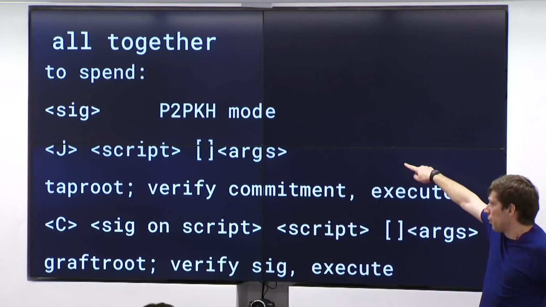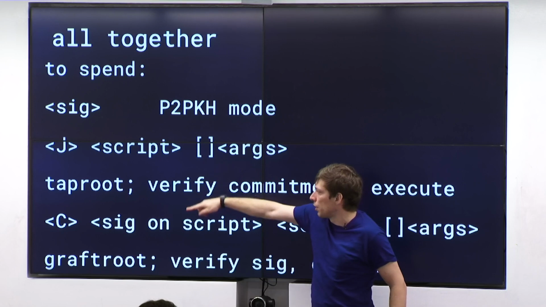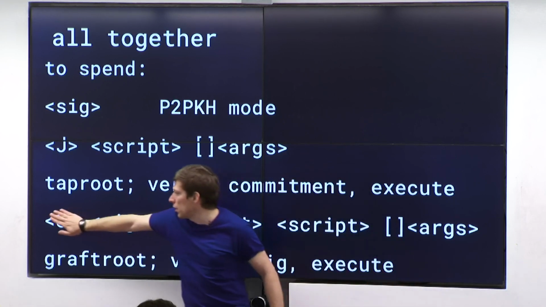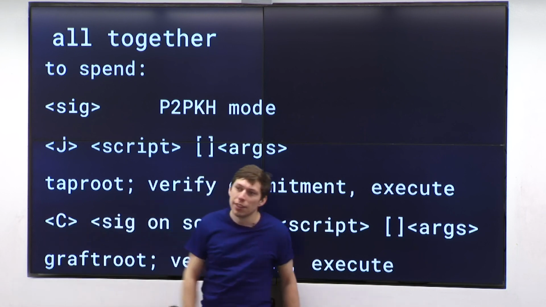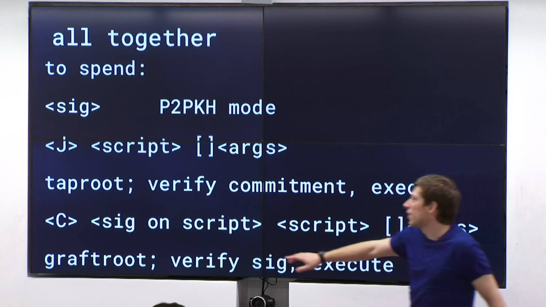This is a little bit more efficient, right? Because you're just revealing the script and a point. This one you have to reveal... Oh no, wait, sorry, this is wrong. There's no C. You already know C. It's still a little more efficient. Yeah, there's no C there. You already know C. You just put the signature on the script.